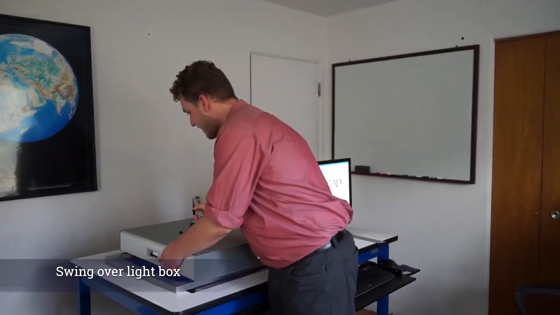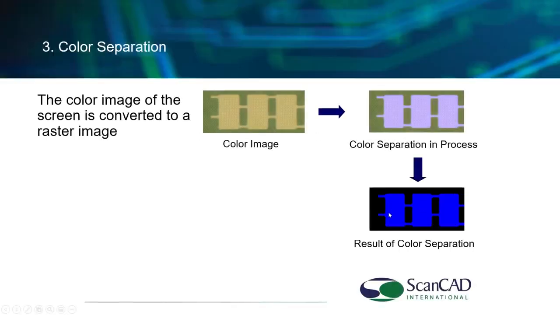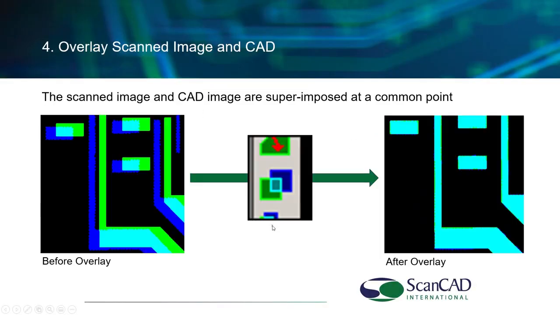Once the image is scanned, we go through a color separation process where we extract the part of the image we want to inspect. As I shared a minute ago on that circuit board, we could inspect the gold pads or the holes or the white text, etc. It's what you want to inspect, or multiple inspections.